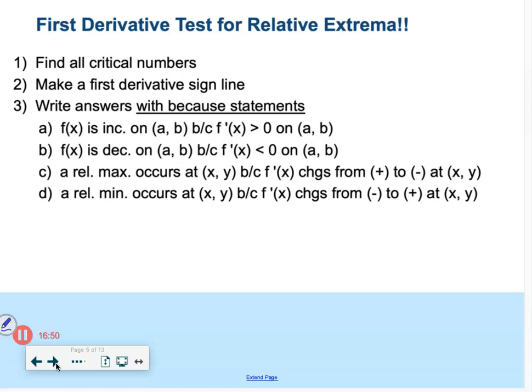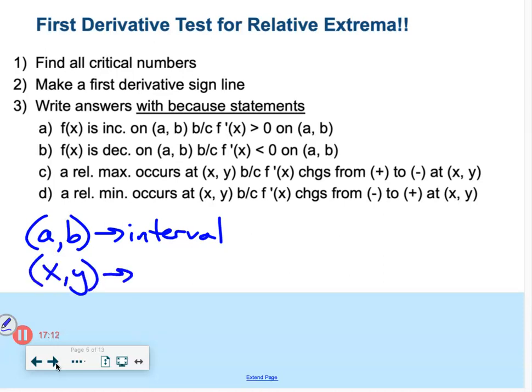I'm going to mention one more thing while you guys are writing. When I write AB, that's an interval. So if I say f of x is increasing on AB, that's an interval from A to B. When I say xy, that's an ordered pair. That's a point. So we don't have a relative max on an interval. We have a relative max at a spot, at one point. So AB implies an interval, the interval over which we're increasing. XY is a point. It's an ordered pair.